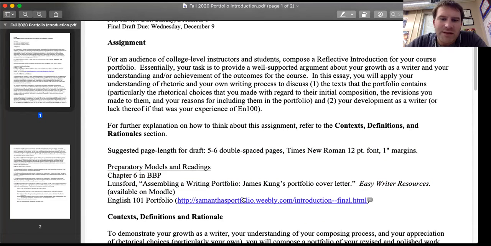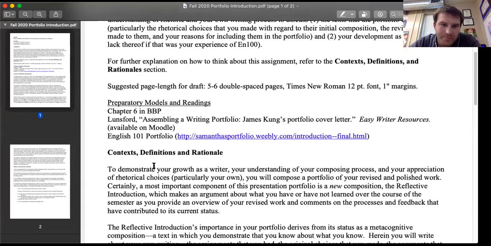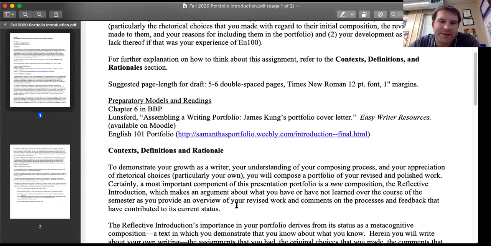And then you have this website you can go to that also shows a portfolio. And I'm also uploading a student example that, I think, scored a 100 on it last year. So you have a bunch of exemplar text that you can work with to help you write this particular final. So let's talk about the context and definitions rationale.